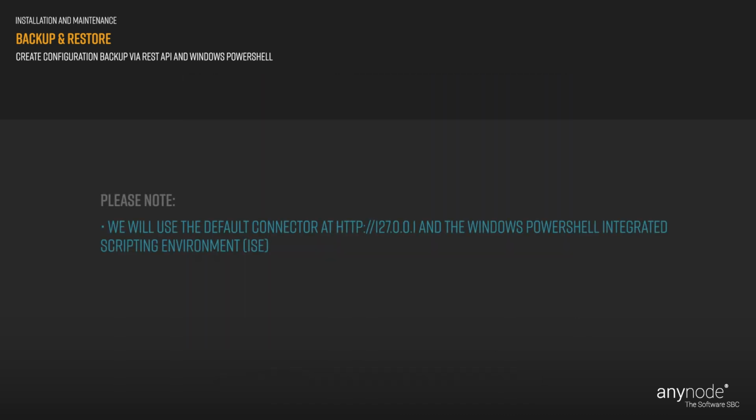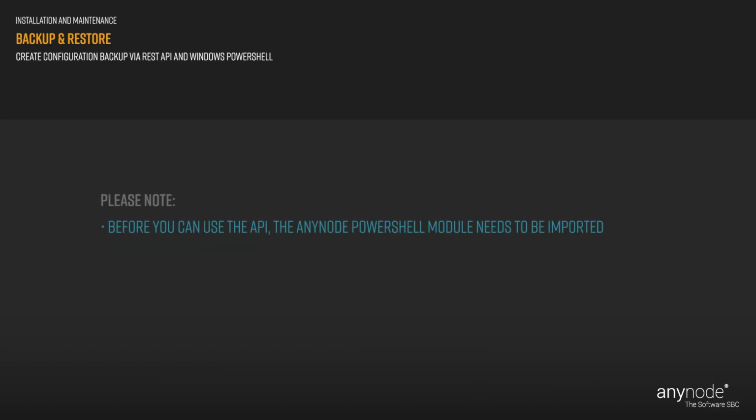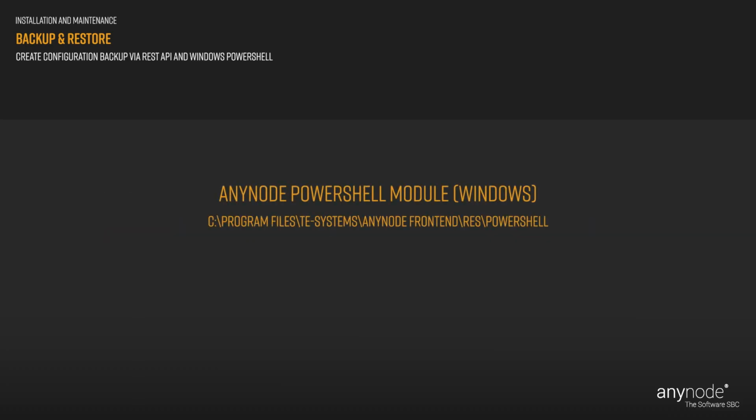In our example, we will use the default connector at http://127.0.0.1 and the Windows PowerShell Integrated Scripting Environment, ISE. Before you can use the API, the anynode PowerShell module needs to be imported. Depending on the operating system, the module file can be found here.